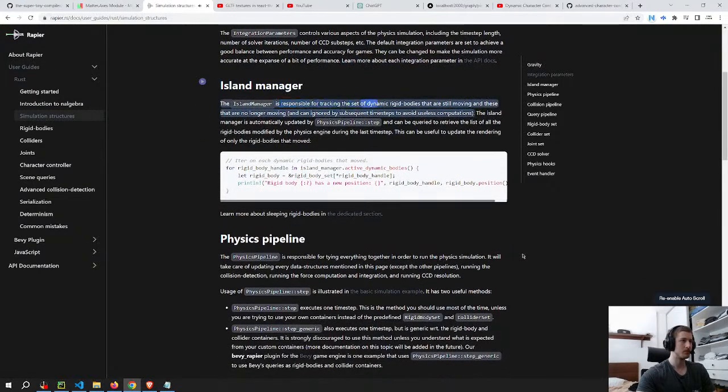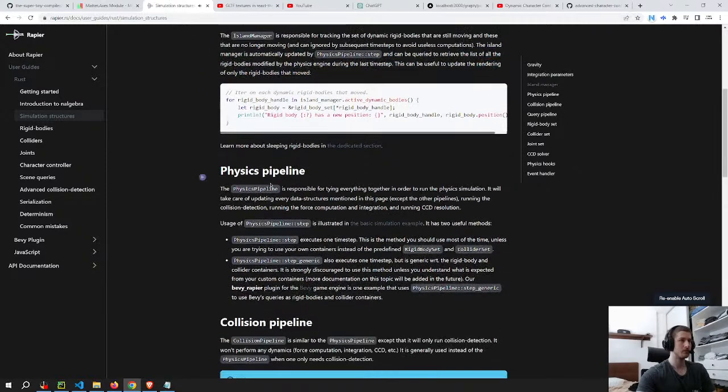Island manager. The island manager is responsible for tracking the set of dynamic rigid bodies that are still moving and those that are no longer moving, and are ignored by subsequent time steps to avoid useless computations. The island manager is automatically updated by PhysicsPipeline::step and can be queried to retrieve the list of all rigid bodies modified by the physics engine during the last time step. This can be useful to update the rendering of only the rigid bodies that moved.